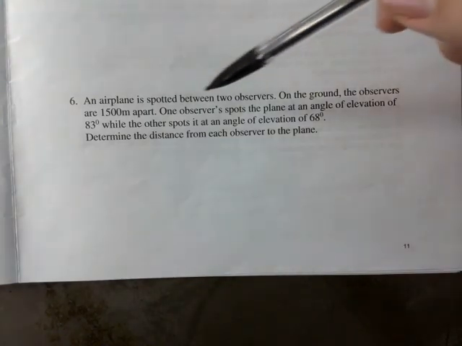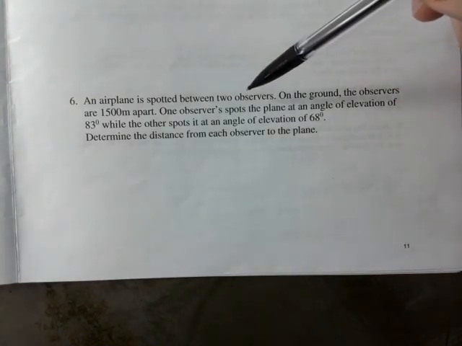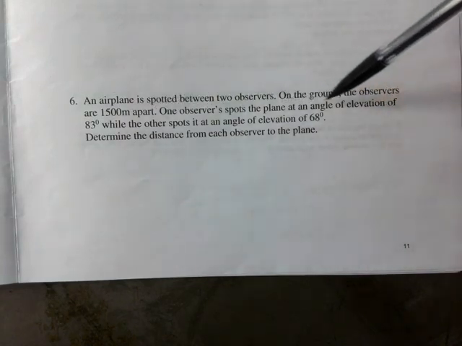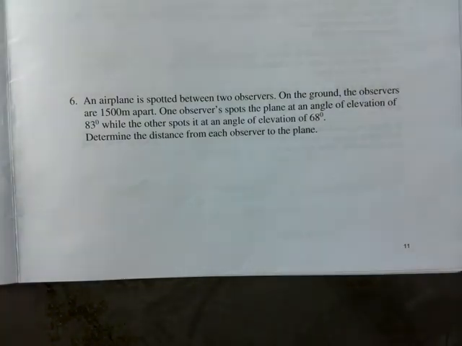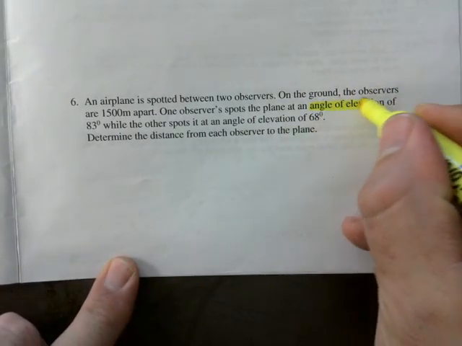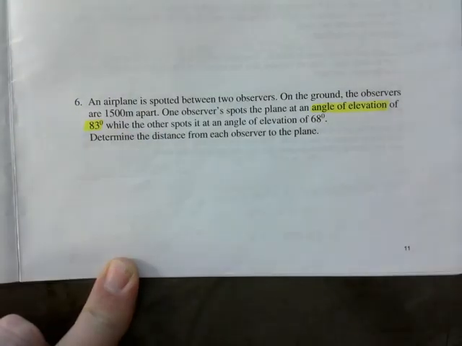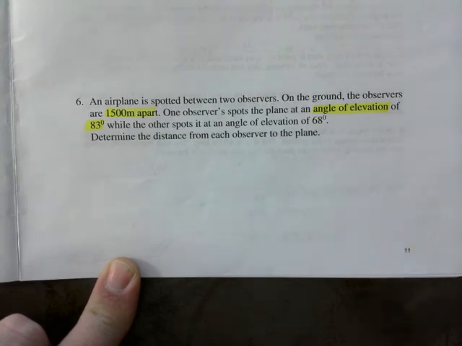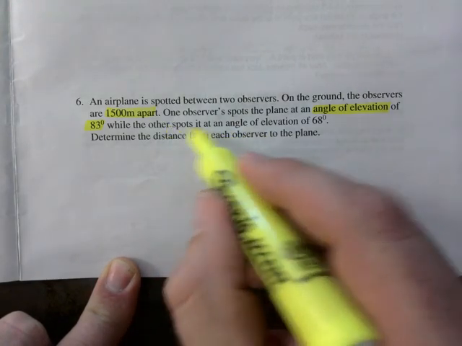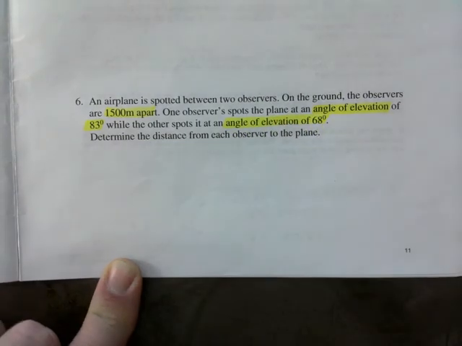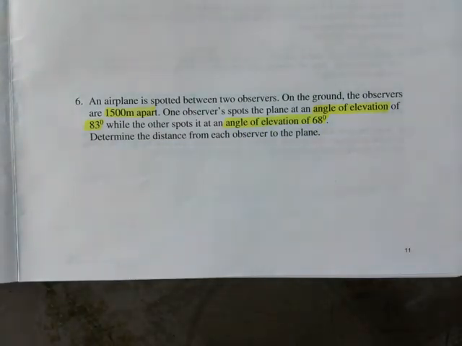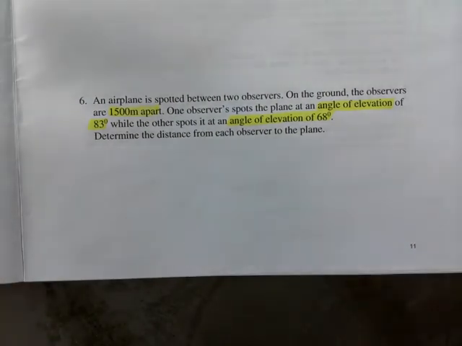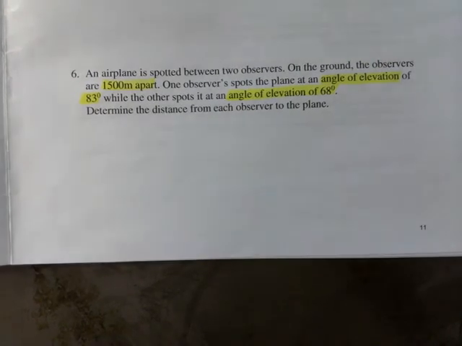Right? Okay, an airplane is spotted between two observers. On the ground, the observers are 1,500 meters apart. One observer spots the plane at an angle of elevation of 83 degrees. There it is. That should be like, okay, this is going to have some right triangles in it, perhaps, right? They're 1,500 meters apart. This is on page 11 in our books. The other one spots the plane at an elevation of 68 degrees. Determine the distance from each observer to the plane. This is the last example before tomorrow you're on your own, guys.